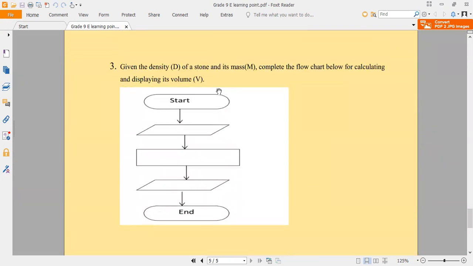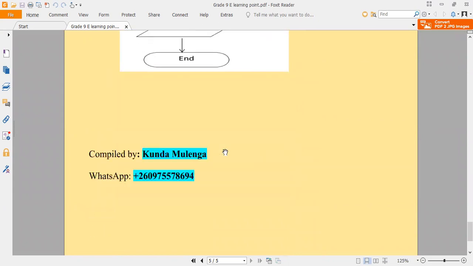Oh, we have another one, my goodness. That one is also coming from computer studies. So given the density D of a stone and its mass M, complete the flow chart below for calculating and displaying its volume. But this one is very good because the shapes are already there. We just need to supply them with the instructions. And once we are done, of course, send the details. Send the answers to this number.